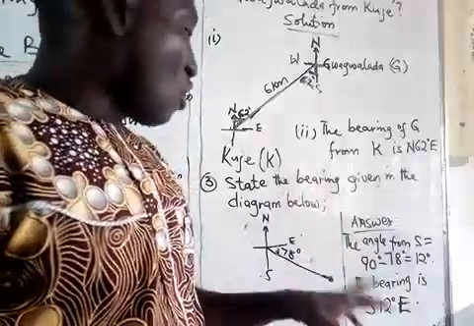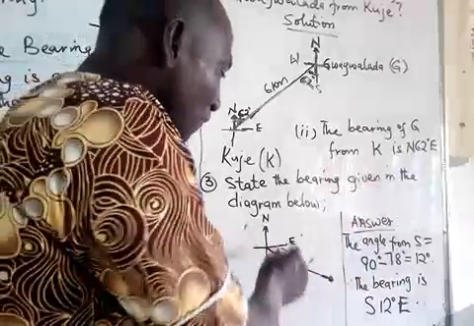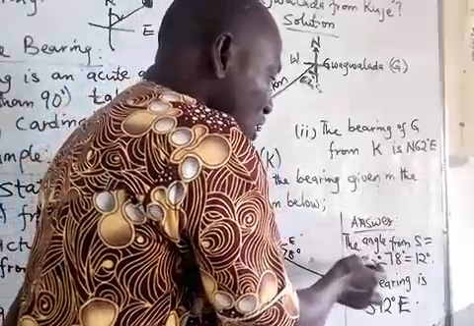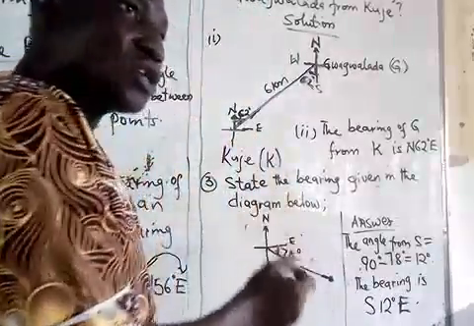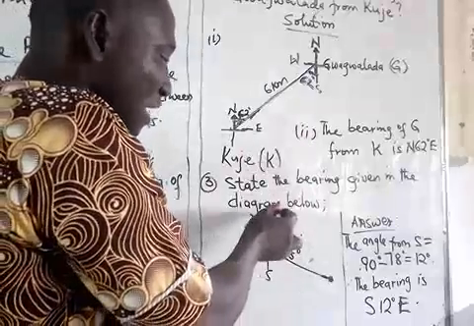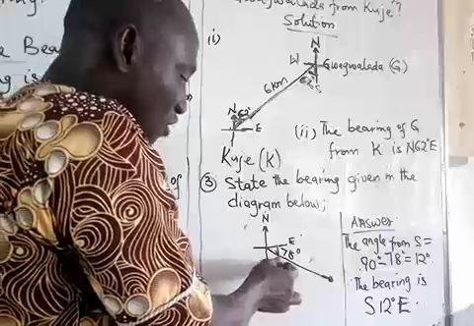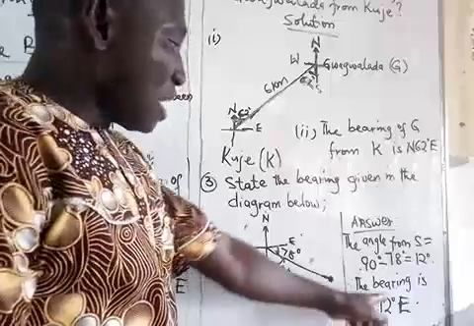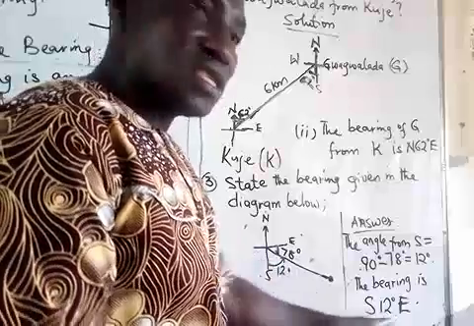Now, we know that from the south to the east, the angle is 90 degrees. So, if this angle is 78 degrees, what we have to do is to subtract 78 degrees from 90 and we get 12 degrees. Because all the turning must be done through the northern direction, that is the north and the southern direction. So taking the angle from here this way will give us 12 degrees. So the bearing of this point is 12 degrees southeast.